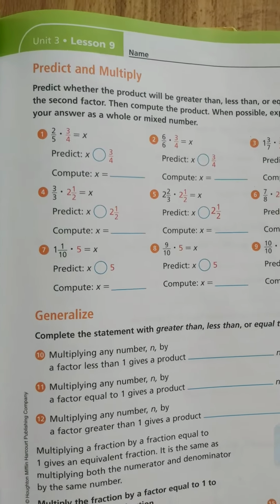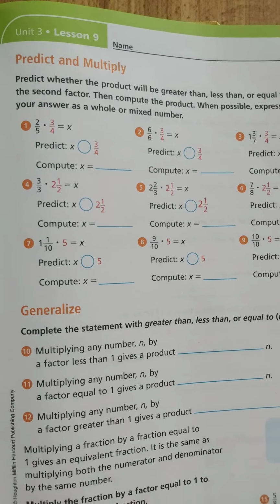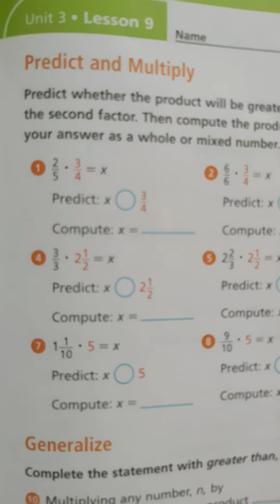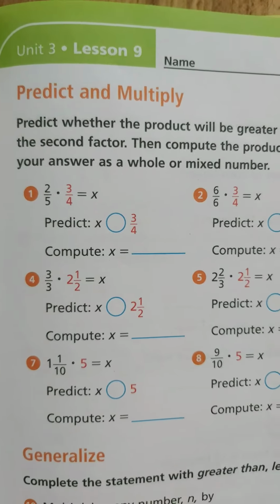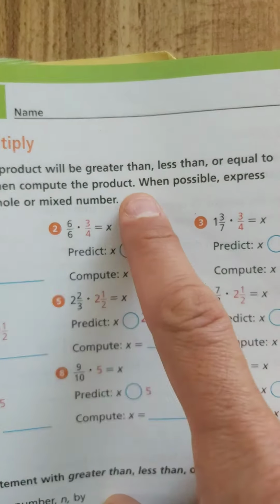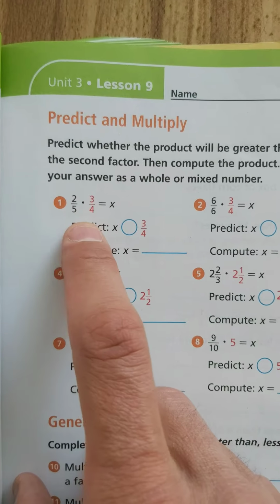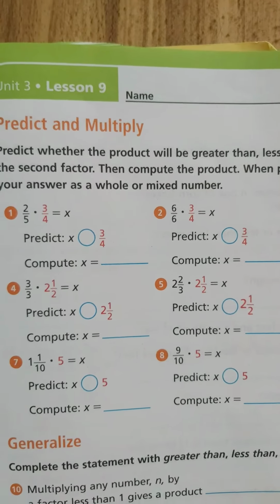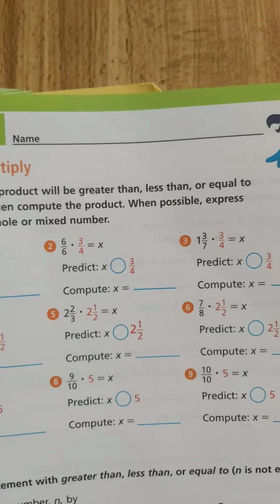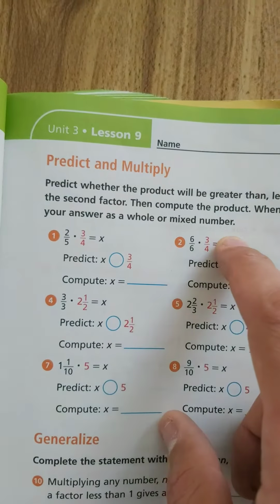Okay, so today we're going to talk about the assignment that I gave you on Tuesday, a couple of days ago. One of them was this math assignment, right? Predict and multiply. Predict whether the product, x, will be greater than, less than, or equal to the second factor. This is the first factor and this is the second factor. And then here's the prediction, and here is where you compute the actual answer. Okay? And it says, when possible, express your answer as a whole or mixed number.